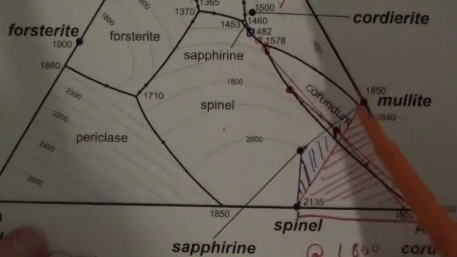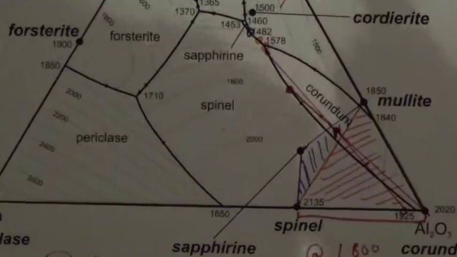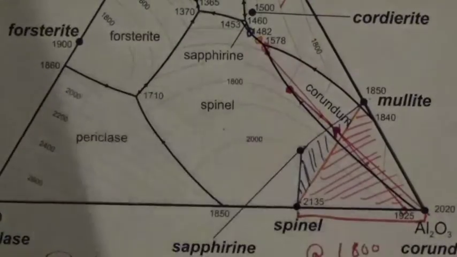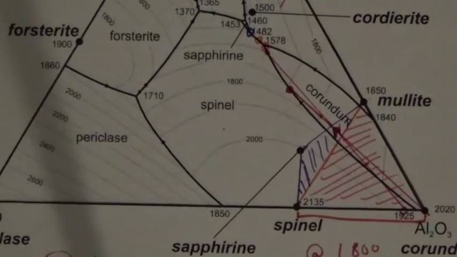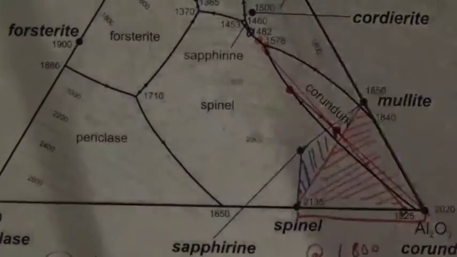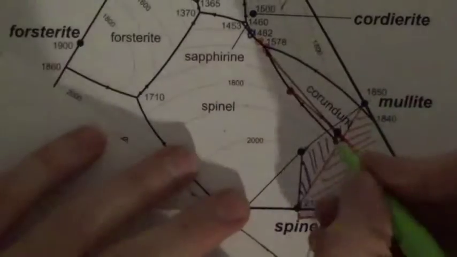So we have spinel mullite. Let's just pick a different color here. Let's pick something more visible. Say, let's pick green. So point there, point there. And that's it.